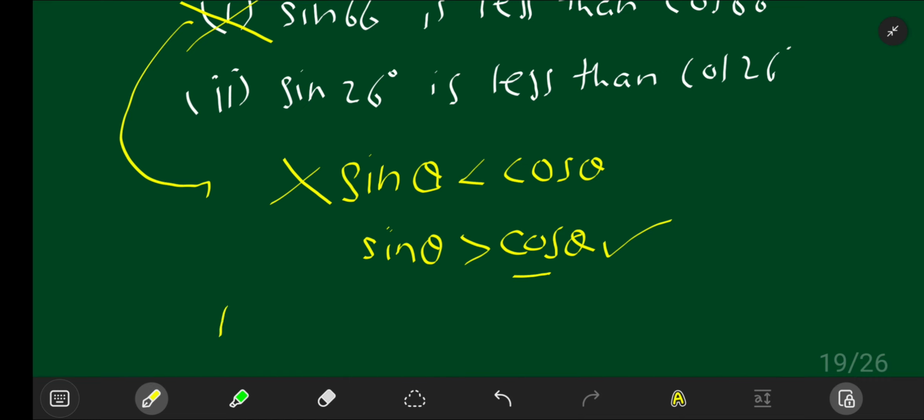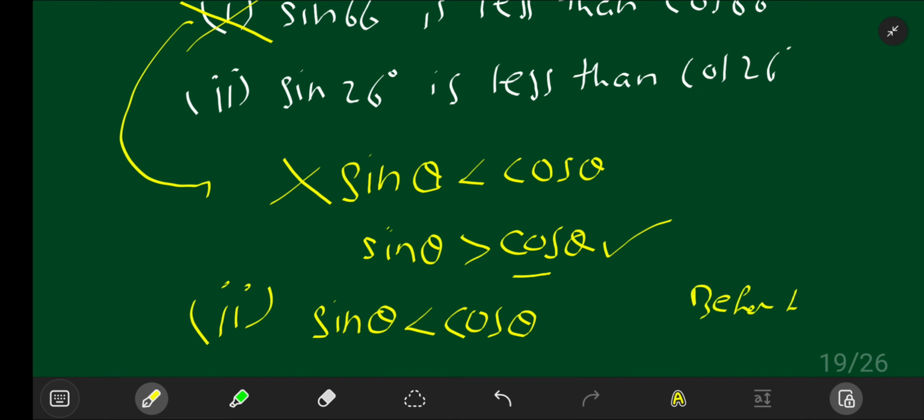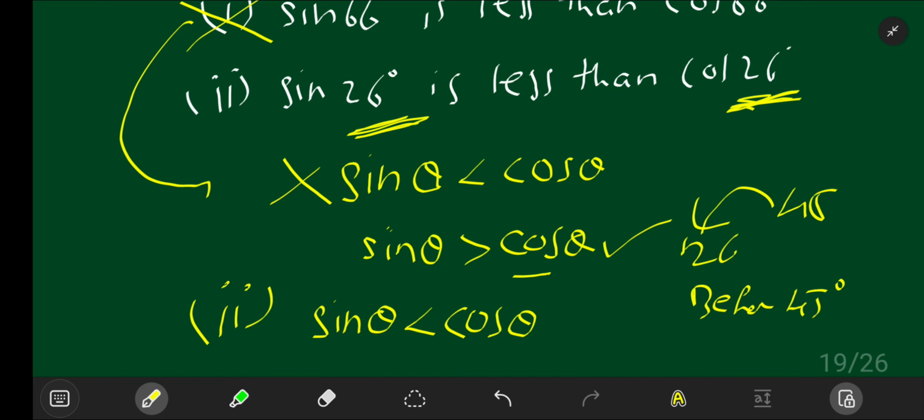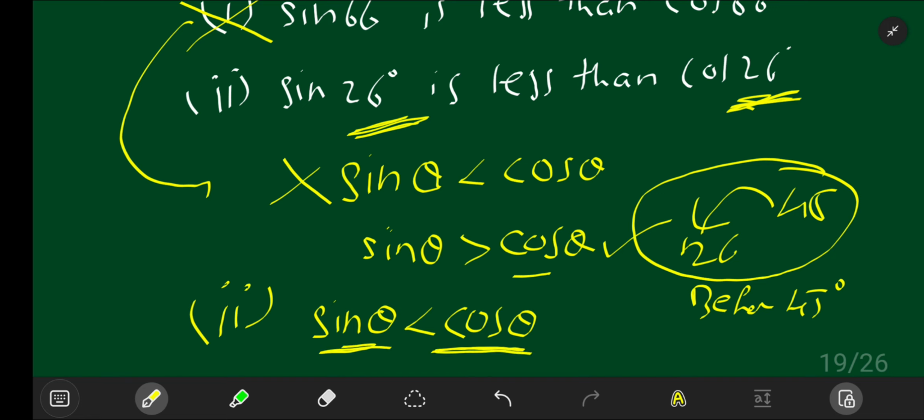Next, the second statement. What they are saying is sin theta is less than cos theta when theta is before 45 degrees. Sin 26 degrees comes before 45 degrees, no? So before 45 degrees we have learned sin theta is smaller and cos theta is the big one.